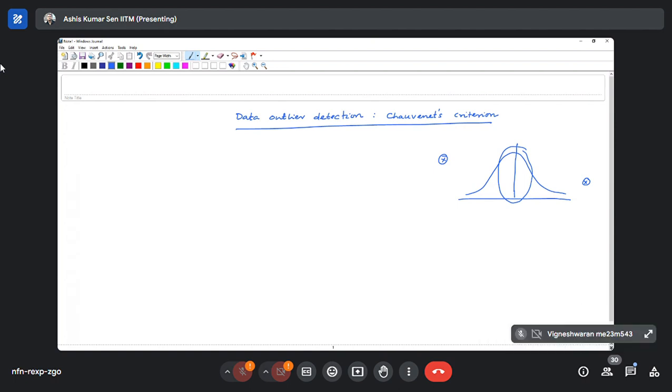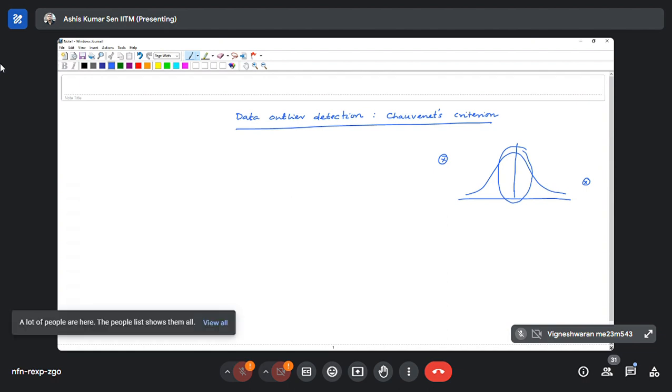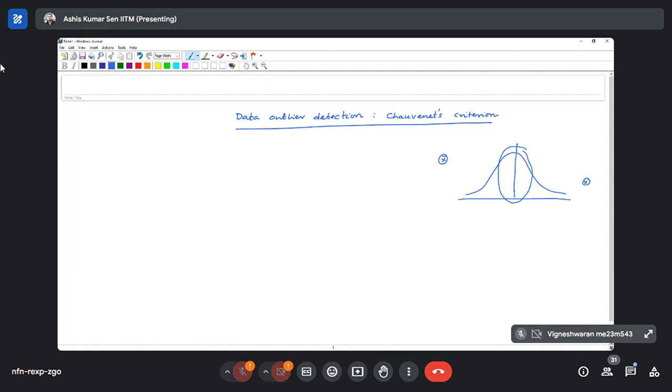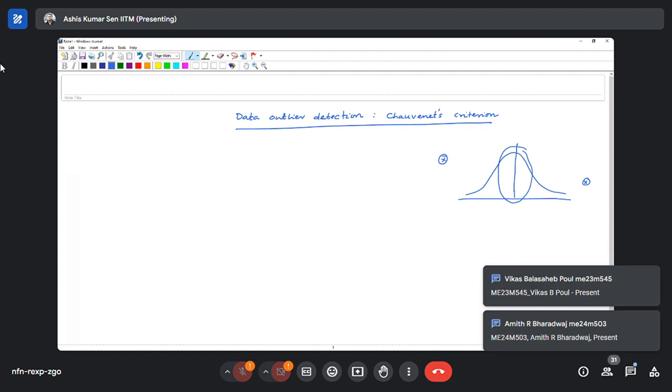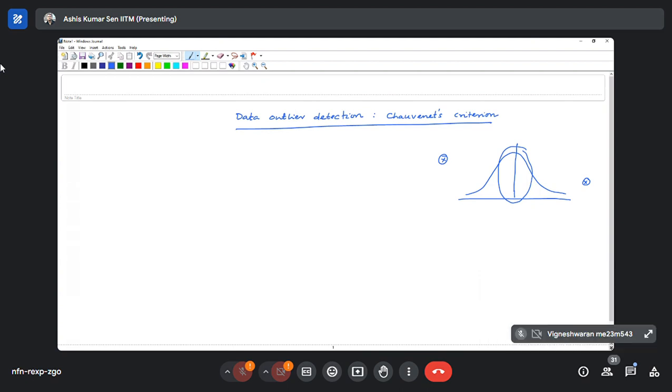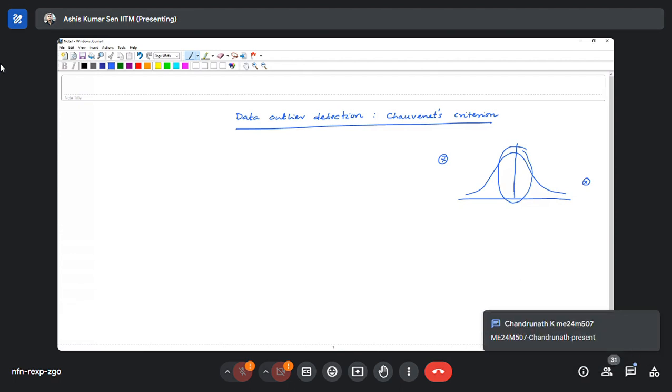Sometimes you do encounter this kind of spurious data points, and they could occur due to various reasons. Maybe there is a sudden influence that is coming from some other source while you are doing the experiment, or all of a sudden your instrument starts malfunctioning, or there is something that goes wrong at that instant. So you can have this kind of spurious points.